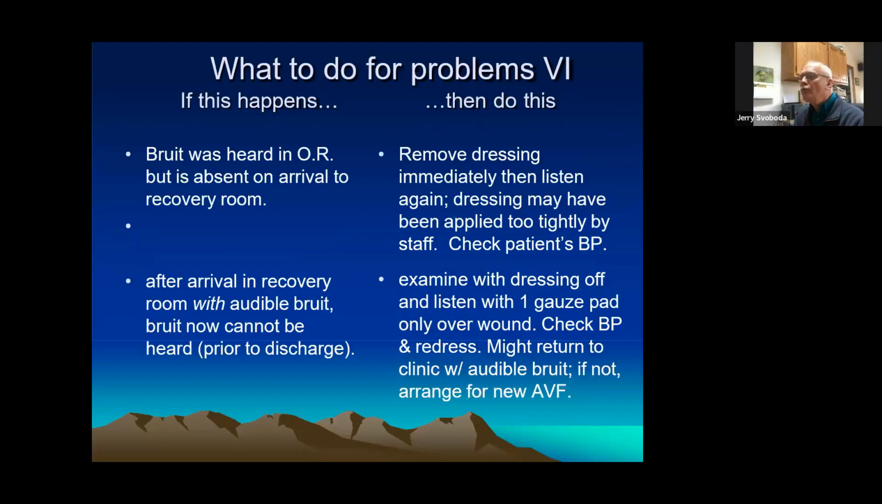What about if you heard the bruit in the operating room, but it is absent on arrival to the recovery room?